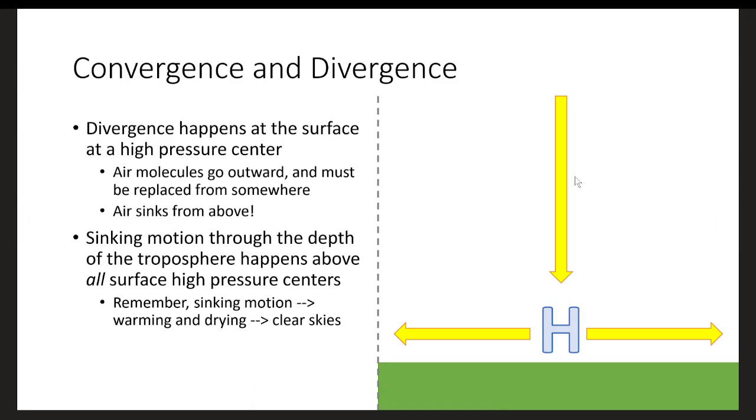Sinking motion leads to warming and drying. This is following the dry adiabatic lapse rate straight down, and you're going to have clear skies. That's why if you have a surface high, there's not really going to be any storm formation, unfortunately for us, sitting in Oklahoma in 100-degree heat. Okay.